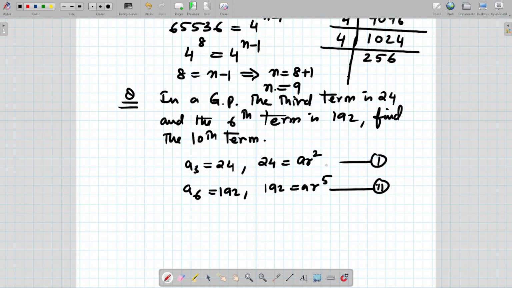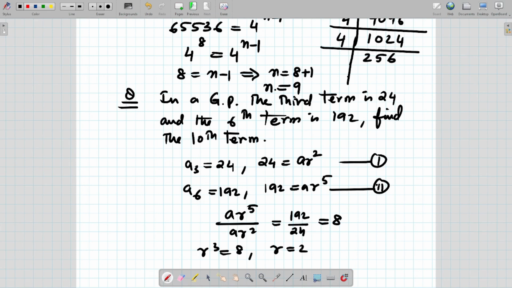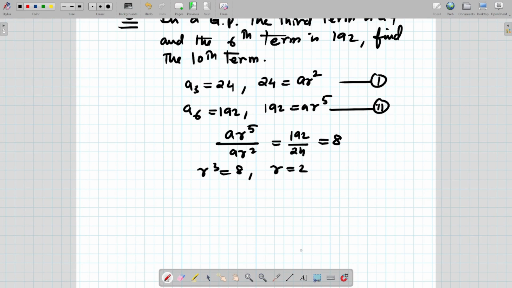You will get these two equations which I have written already. You can re-verify your work. So ar^5 upon ar^2 is 192 upon 24, which is 8. So you will get r cube as 8, so r की वैल्यू आ जाएगी 2. Okay, r की वैल्यू 2 आ गई, तो यहाँ पे रख के देख लो. 2 का स्क्वायर 4, so a की वैल्यू आ गई 24 upon r square, which is 24 upon 4, which is 6.